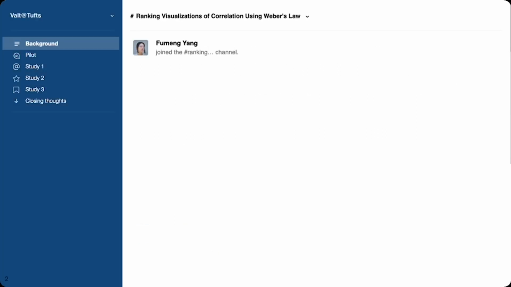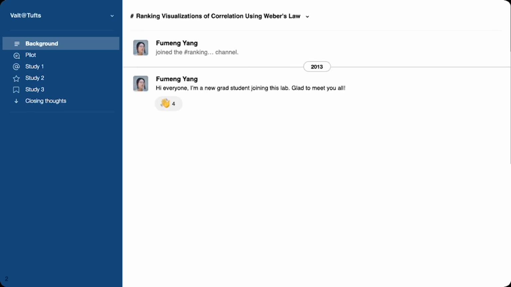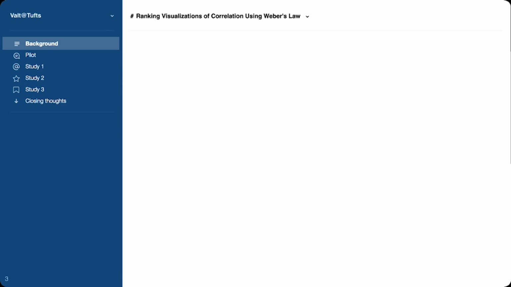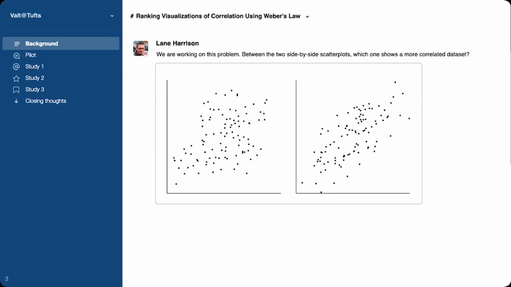About 10 years ago, in 2013, I started graduate school at Tufts University. My very first research project began with this visualization perception problem between the two scatter plots, which one shows a more correlated dataset. This problem is both simple and difficult.